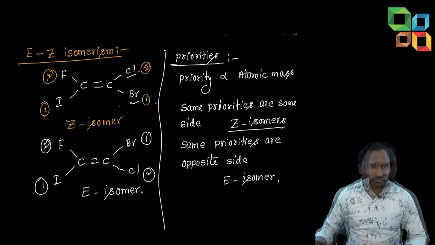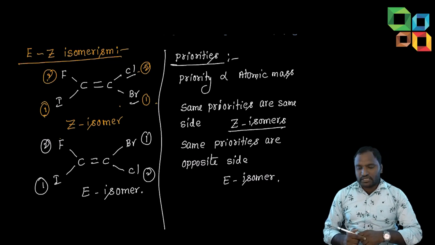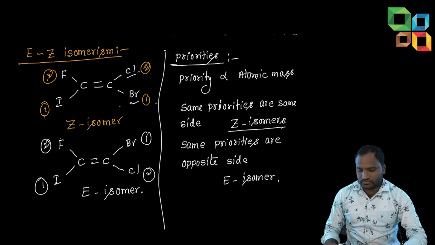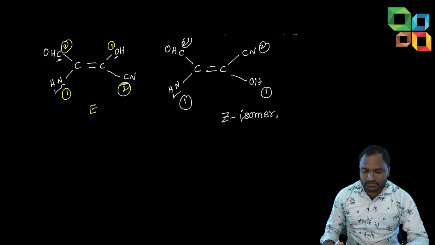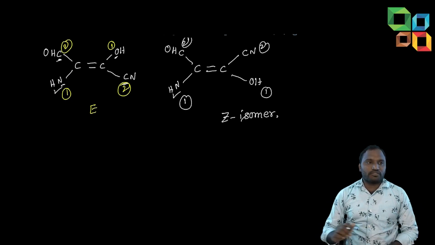Very good. Same groups on the same side, Z isomer. If same groups are on opposite sides, E isomer. Next, priority order. Priority is directly proportional to atomic weight.